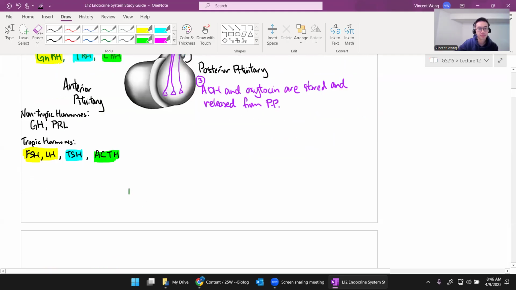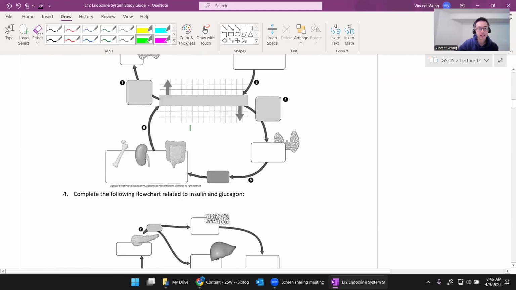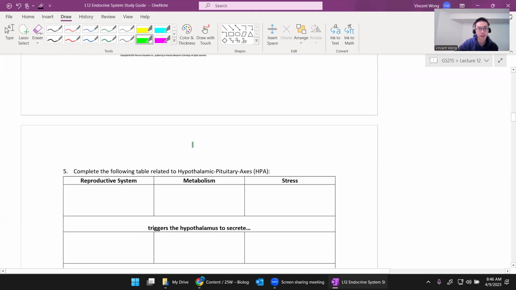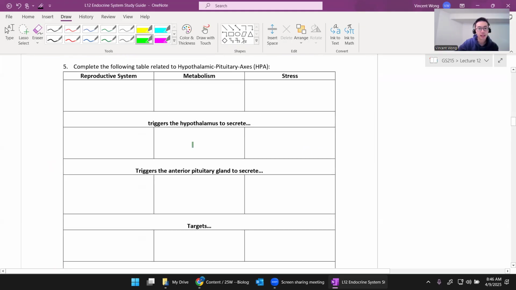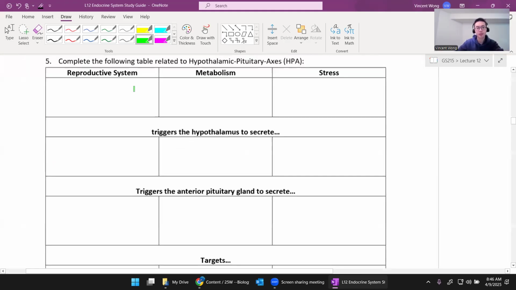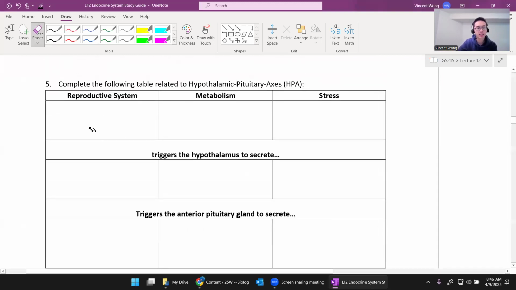Moving on. We did this in class already. Not going to go through it again. This is the HPA pathways. We can go through it again just for review, for practice. Okay, so we have the reproductive system here. And then something triggers the hypothalamus to secrete something. So over here, let's do the female reproductive system.